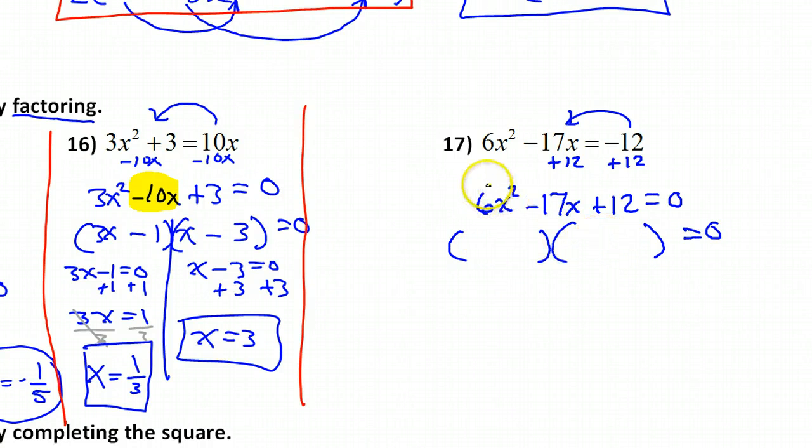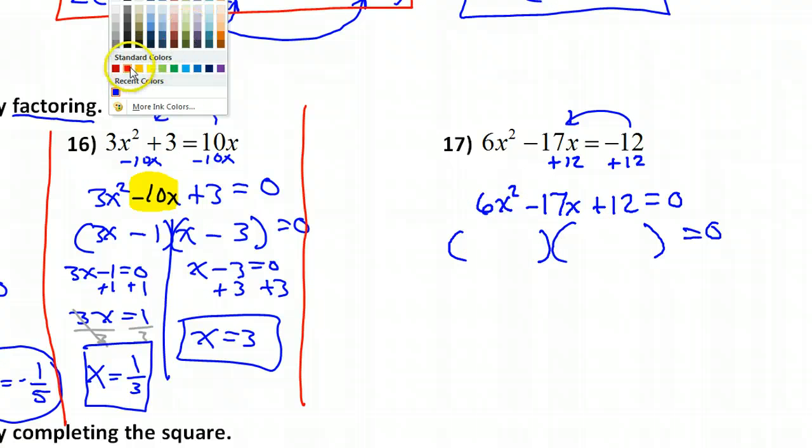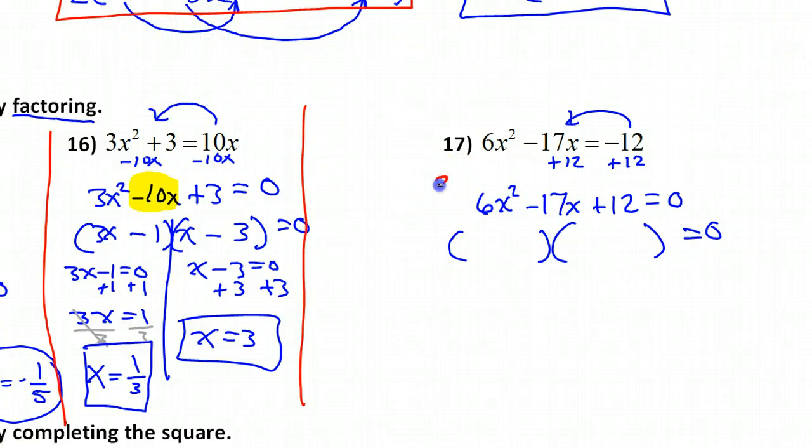Now this 6x squared is either going to be 2 times 3, or it could be 1 times 6. This 12 could either be 3 times 4, or it could be 2 times 6, or it could be 1 times 12. So I've got a lot of options. I will start with the 2 times 3 and the 3 times 4.